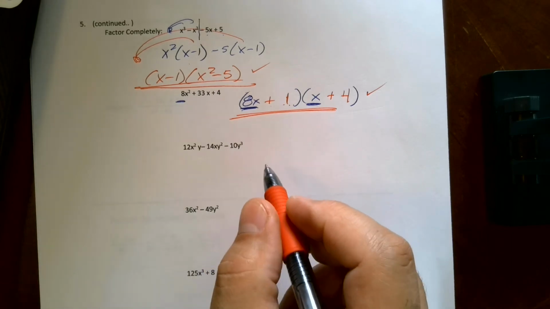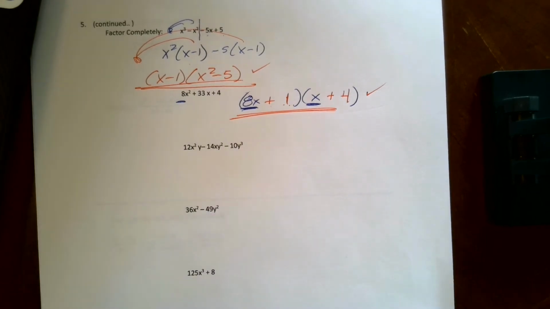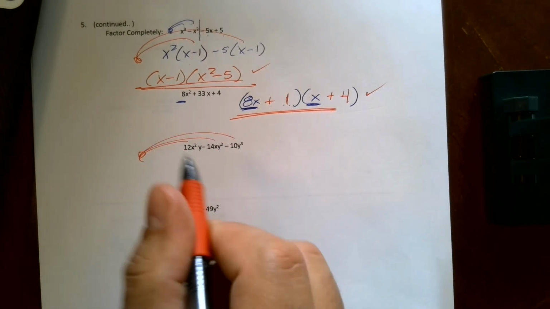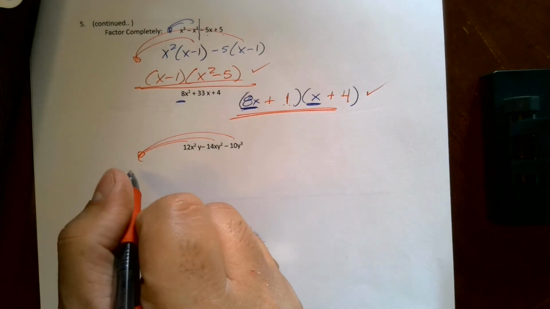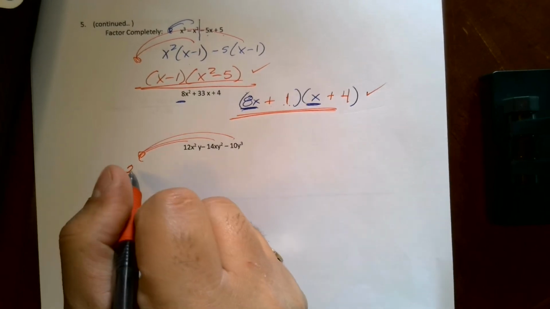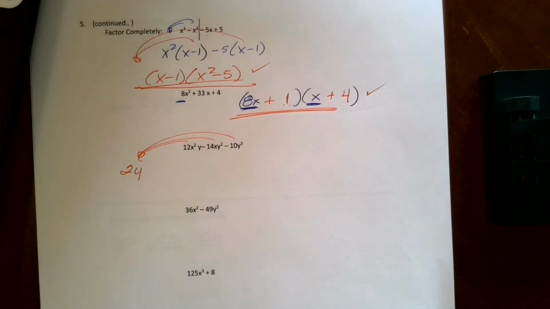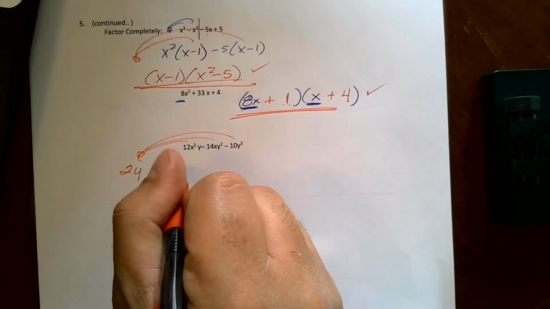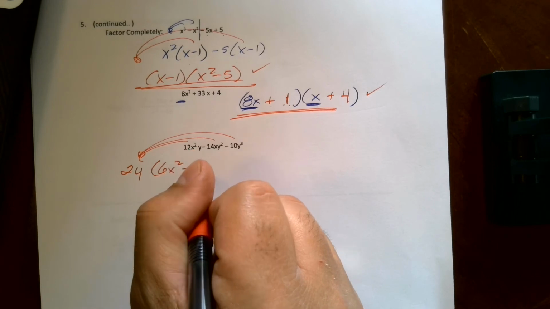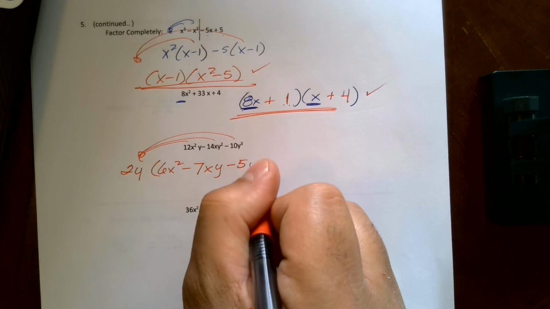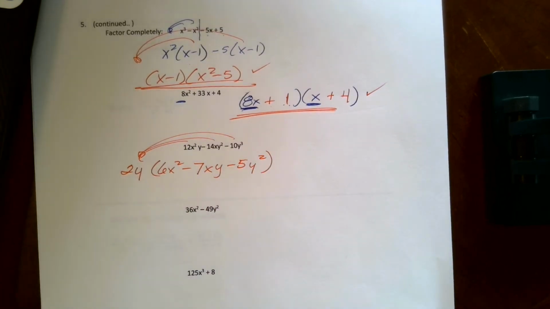Again, we have a 3-term polynomial, a trinomial. First thing I want to do is look for a GCF. And in this case, it looks like we have one. What goes into all of these? I see they're all even, so 2 goes into them all. And they all have a y in common, y to the first. So that's going to leave me with 6x squared minus 7xy minus 5y squared. If I divide 2y into all of those, that's what I should get.